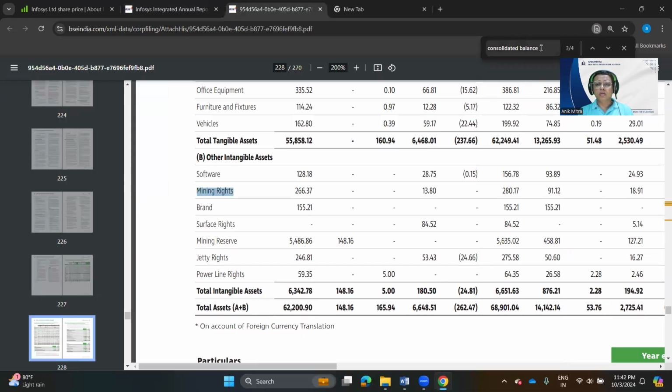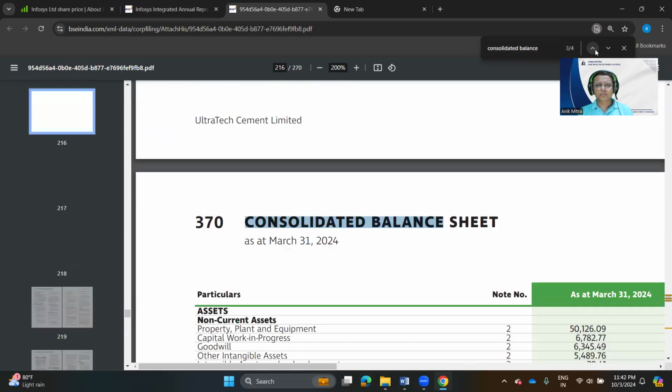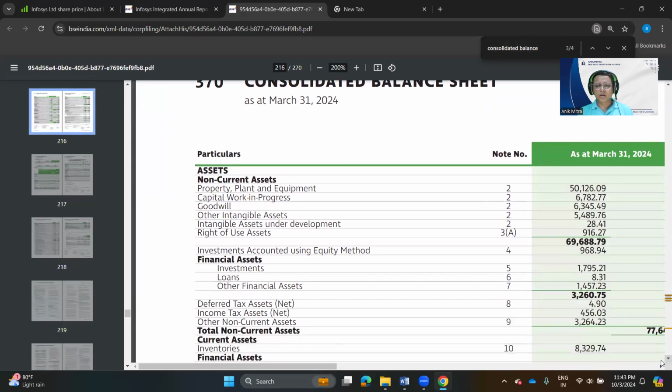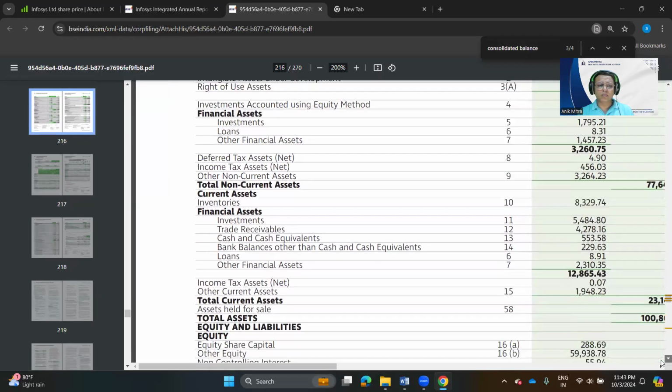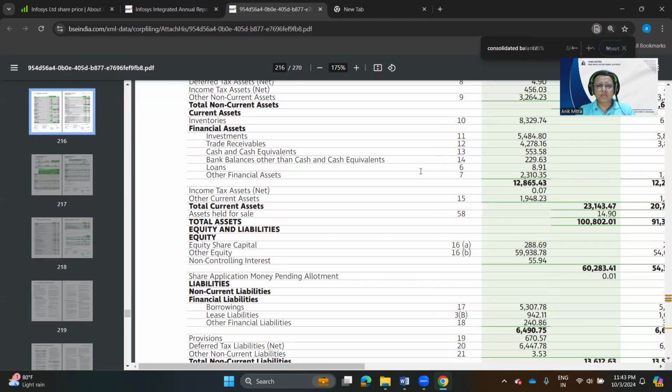Now again, let's go back. This is Ultratech Cement once again. We have discussed all long-term assets. Now I will move to short-term assets, that is current assets, right? So for current assets, you can have a check here. This is your current assets. I was referring to inventory. The first line item getting reflected is inventory, right?